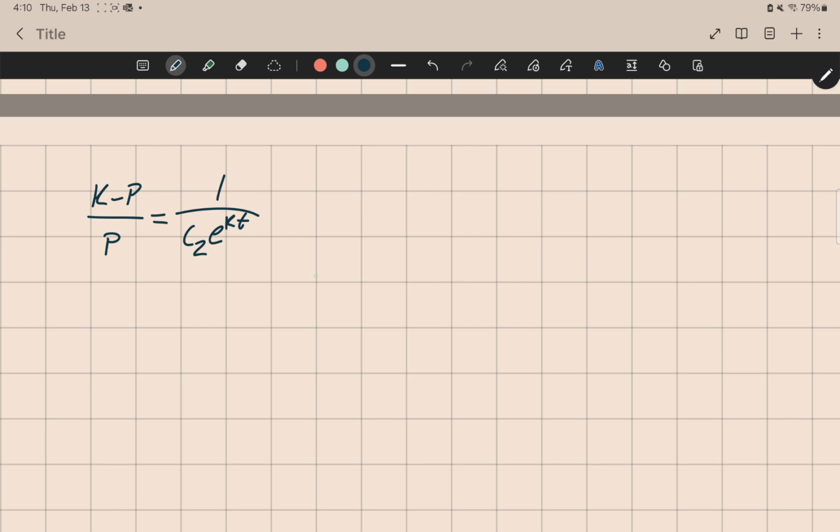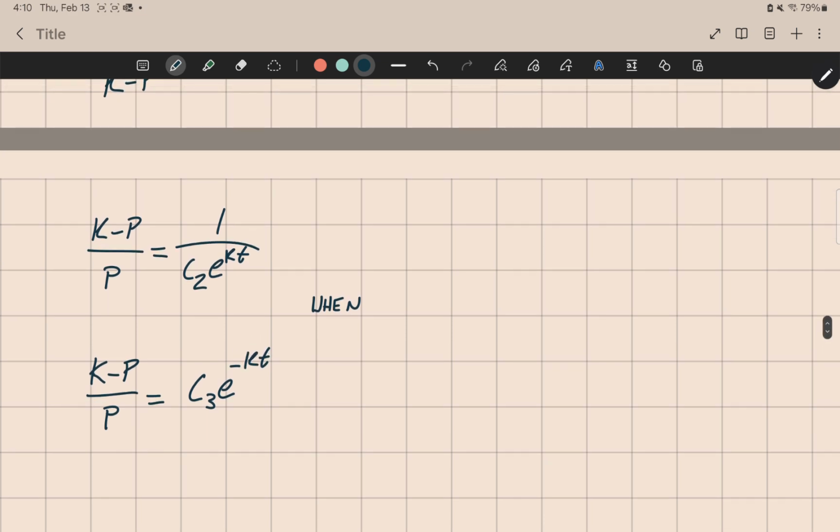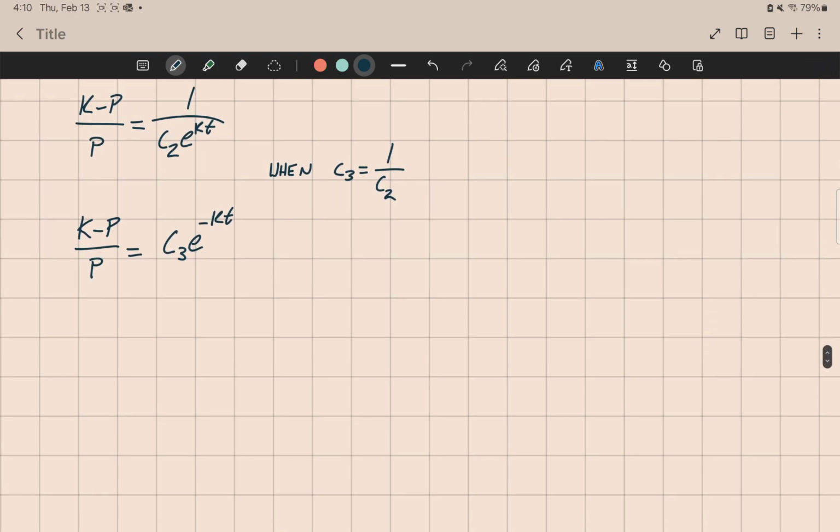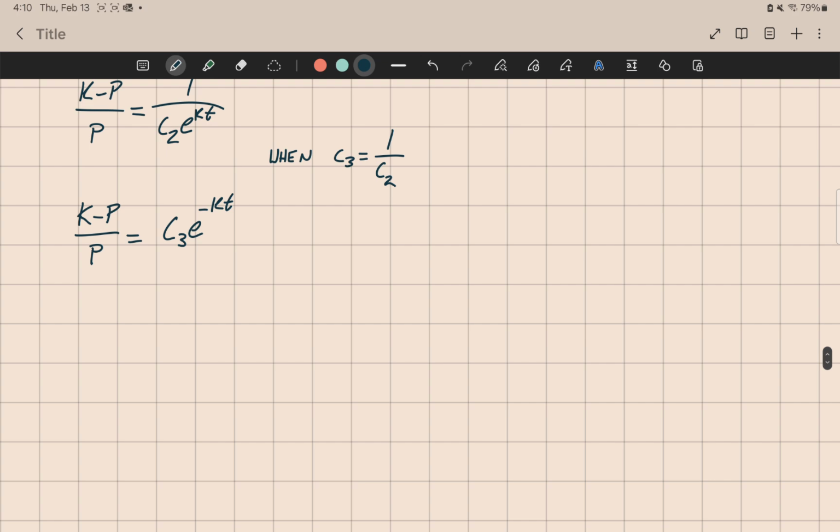So this one's a little confusing. So I'm going to write it out first. So we have k minus p over p is equal to C3 times e to the negative kt, because we brought that up, and that's when C3 is equal to 1 over C2. So that takes care of that, and we are going to continue to solve here.